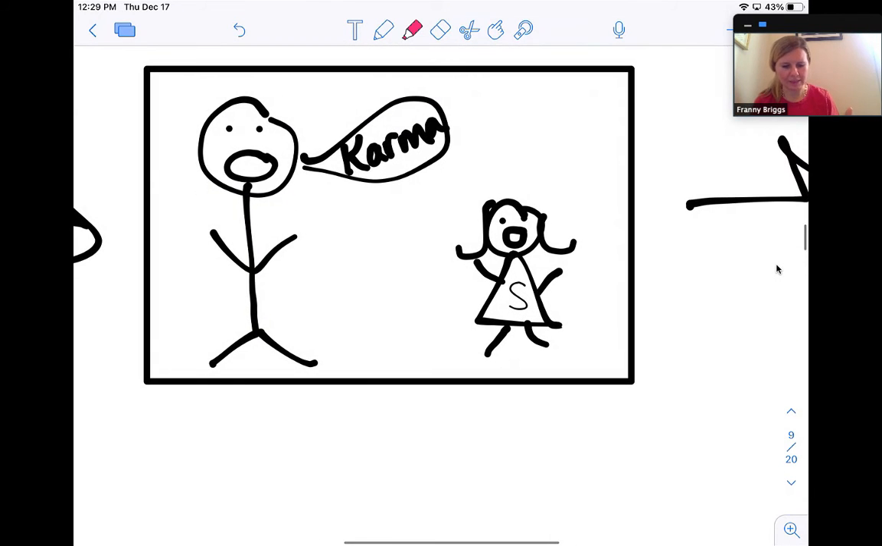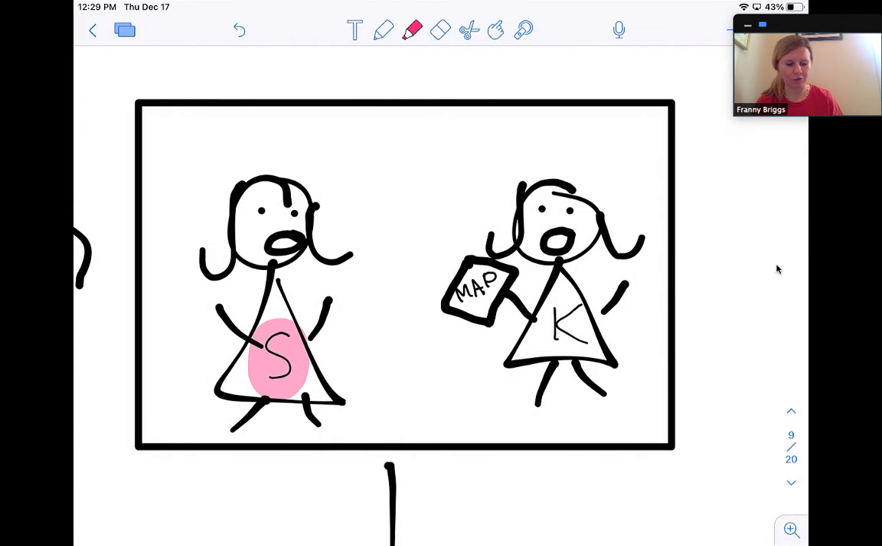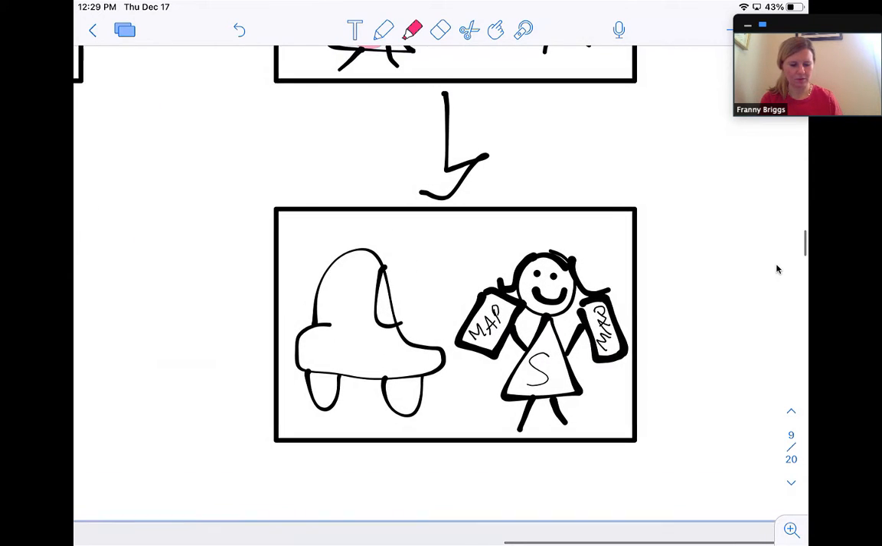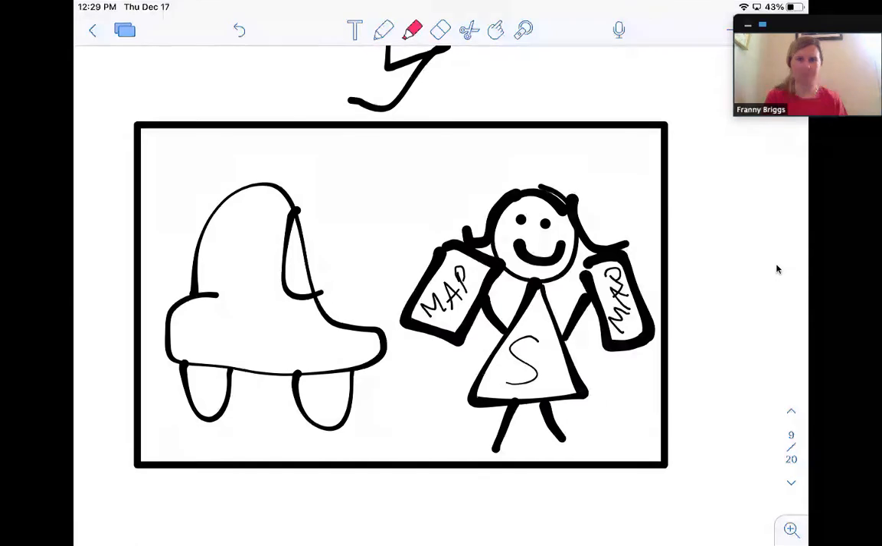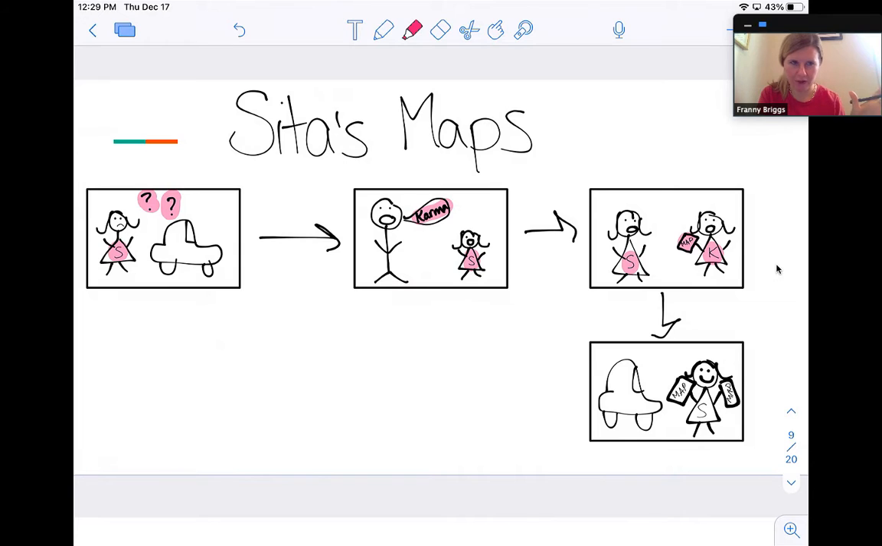Okay, next we have this person who is much bigger than Sita, so I'm going to assume that's Dad, and he's saying, Karma. So he's telling Sita that Karma is the one with the maps. Okay, here we have Sita approaching Karma. Karma does have the maps, and she is going to give them to Sita, and then Sita takes the maps to the car. This is by no means perfect, but this is a pretty solid representation of what happened in the story.